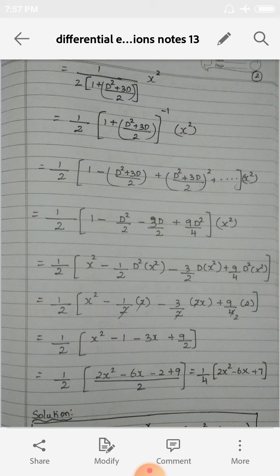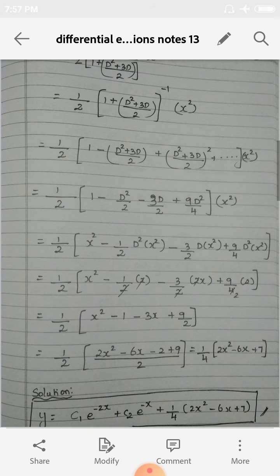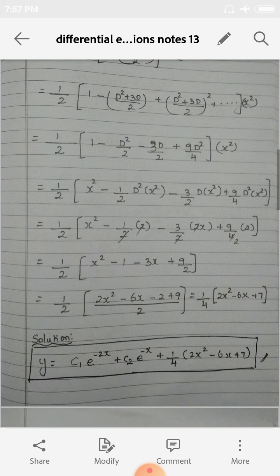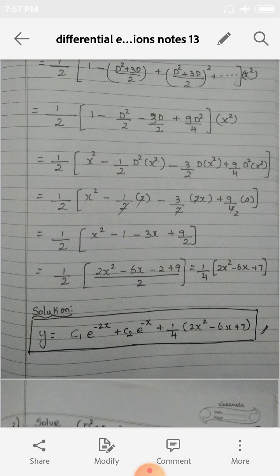So what do we get? Squaring 3d, we get 9d square by 4 into x square. The reason I take only up to d square is that here the operator we get is x square, so we have to take only d square. Neglect the higher order derivatives. Clear? Next, just multiply the x square inside. We get 1 by 2 into 1 into x square. Next, minus 1 by 2 d square of x square minus 3 by 2 d of x square plus 9 by 4 d square of x square.